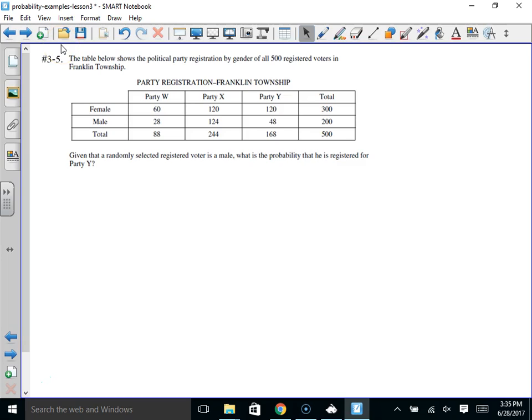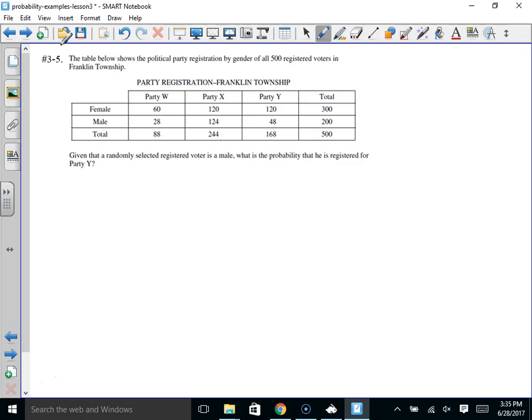Okay, so it says the table below shows the political party registration by gender of all 500 registered voters in Franklin Township. Given that a randomly selected voter is male, what's the probability that he's registered for party Y?